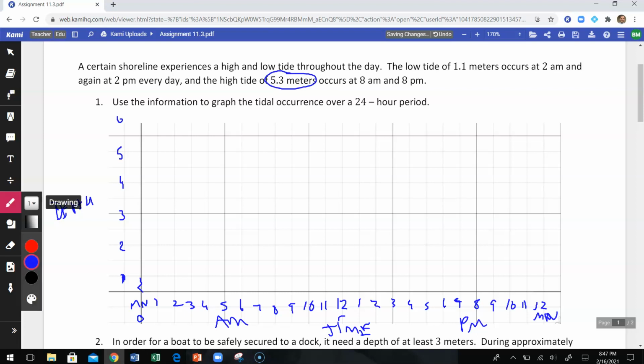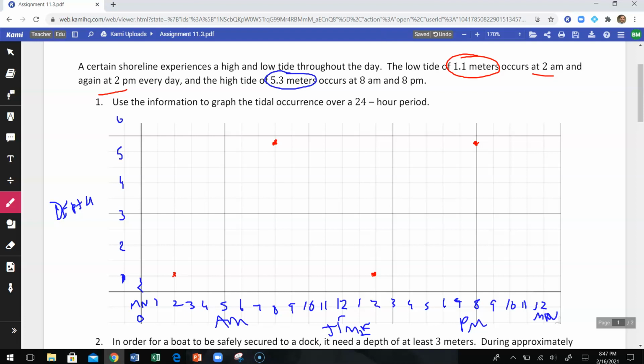So what we know is that at 2 a.m. and at 2 p.m. we hit low tide, which is 1.1 meters. So we're going to be just above the 1 meter mark at 2 a.m. and again at 2 p.m. And then we are going to hit high tide, which is 5.3, at 8 a.m. So 5.3 is going to be about here at 8 a.m. and again at 8 p.m. Okay, so I've got 4 points.